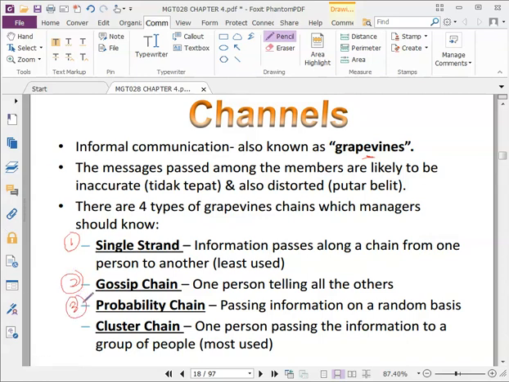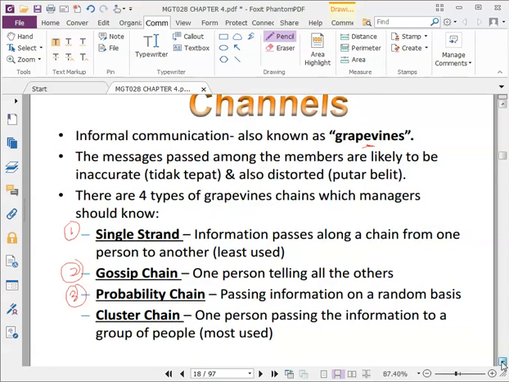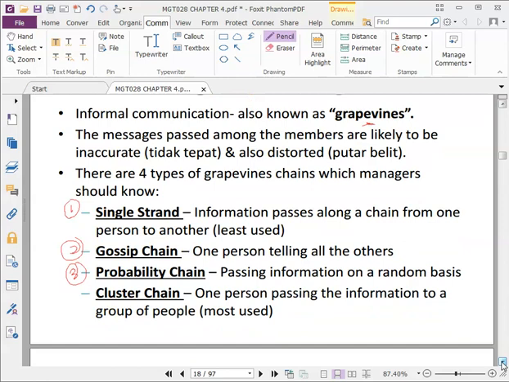Okay, the third one is probability chain. Passing information on a random basis. Okay, dia probability kan, you all pernah tak belajar probability matematik masa SPM? Kebarangkalian, okay? So dia main pick saja. Dia main passing information tu pada orang yang dia nak je. Random basis. Dia choose randomly. Okay, that is probability chain.